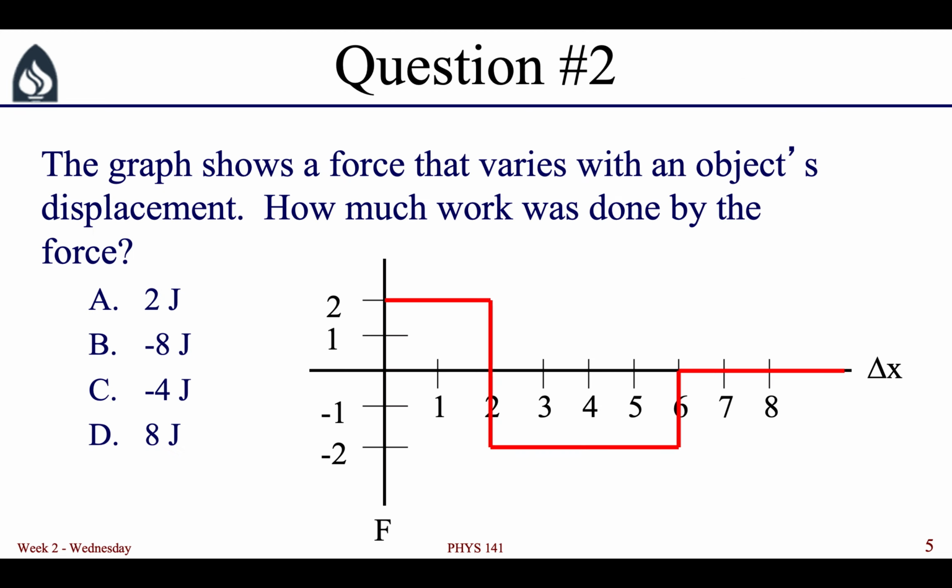So here's a question where you can figure out the amount of work that's done on an object by a varying force. The graph is showing a force versus displacement graph, and we want to figure out how much work was done by this force.